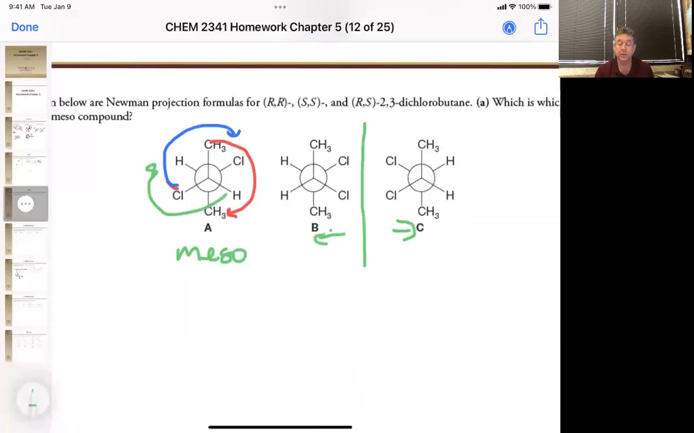Okay, so we can assign those just by looking at them, showing that this rotation would give us eclipsed positions, which would give us a meso compound. And this one will not. We cannot do that. We're always going to have a chlorine and a hydrogen interaction by rotating those lines. But that mirror image there tells us we have enantiomers.